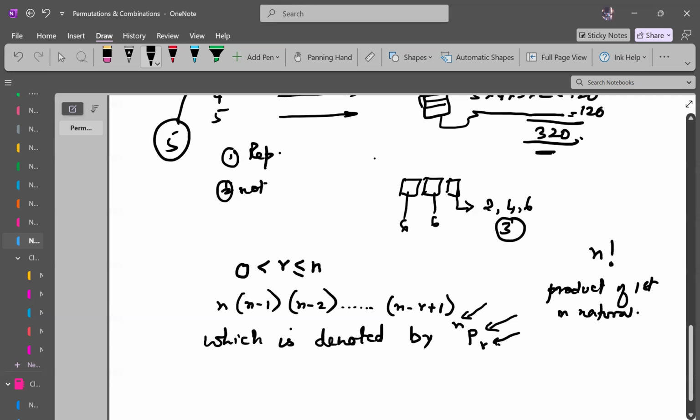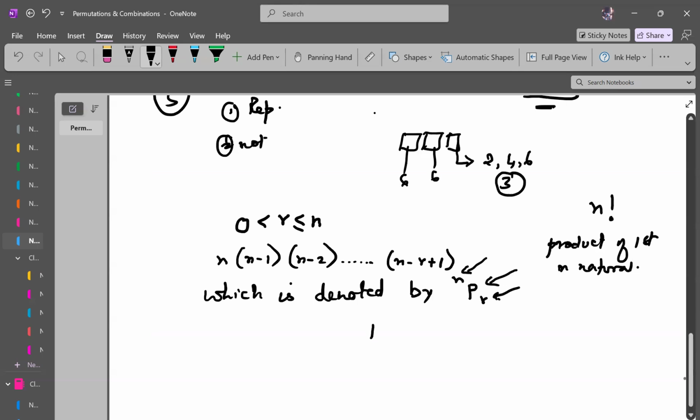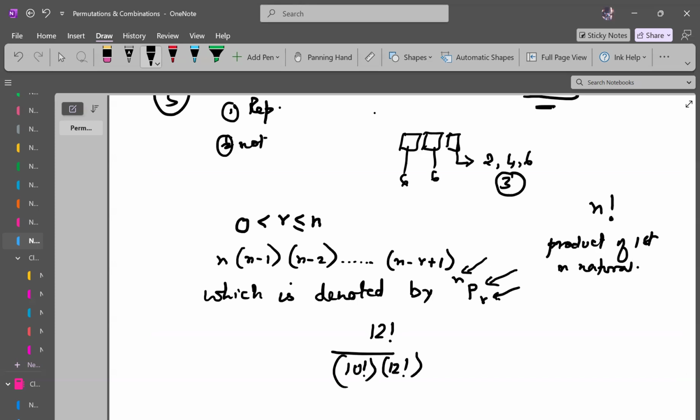Do you want me to give you questions based on factorial or can you manage them? I can manage them. It's just an example. If I write 12 factorial upon 10 factorial into 2 factorial, do you know how to solve this? You expand them and then cancel out. So it's just going to be 1 by 10 factorial.